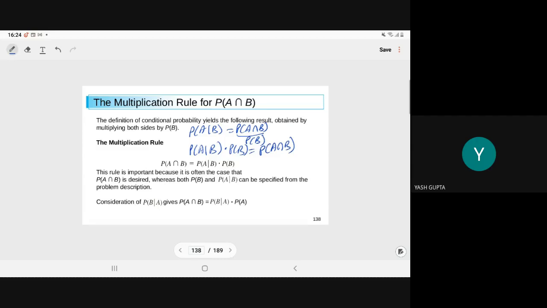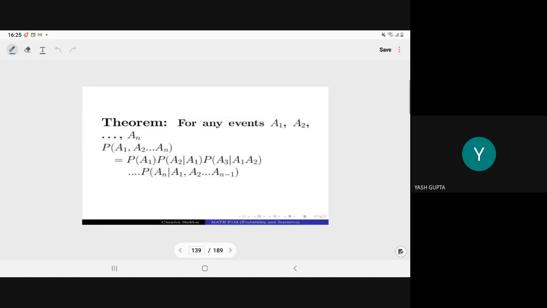So this is the multiplication rule. In the same fashion, in terms of the B given A, you can also write it. In terms of the A given B, you can write it. So it's up to you. Whatever the given information, whether A given B or B given A is given to you, accordingly you can compute the probability of occurrence of both events.